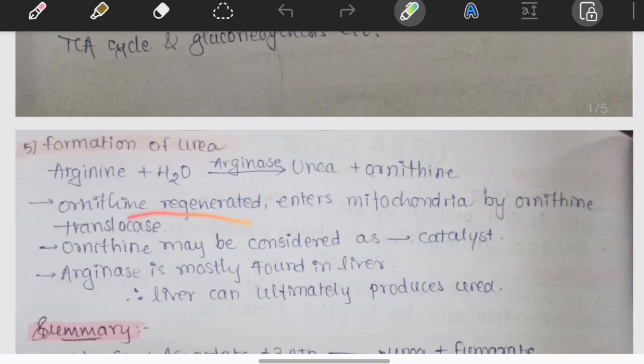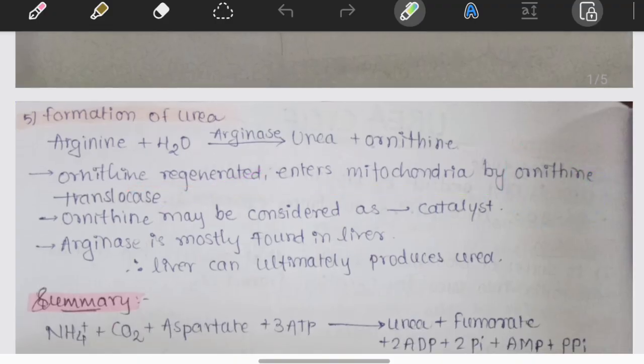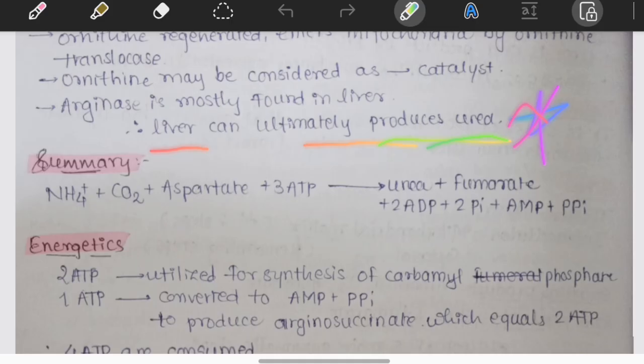The regenerated ornithine enters the mitochondria by the ornithine translocase. Here three steps are in the cytosol, and from here ornithine goes to the mitochondria using the translocase. Ornithine may be considered a catalyst, and arginase is mostly found in the liver. The liver ultimately produces urea. Only the liver can produce urea.